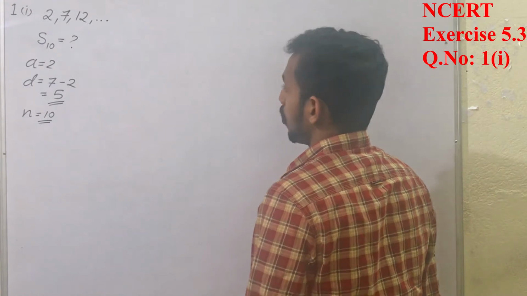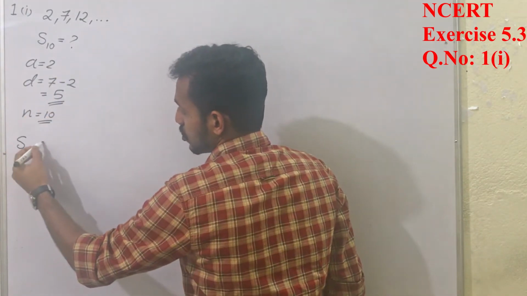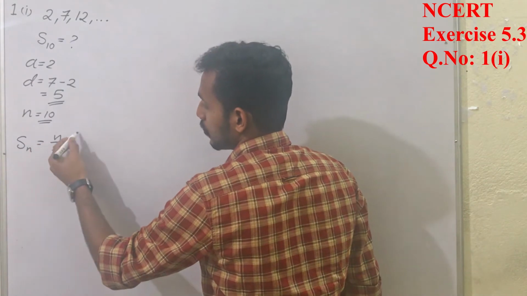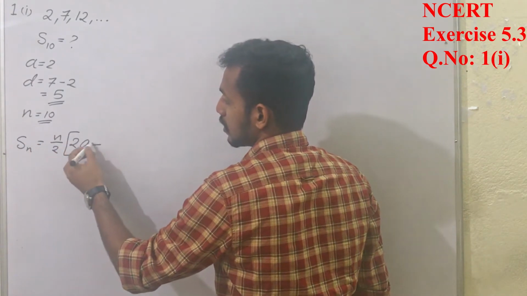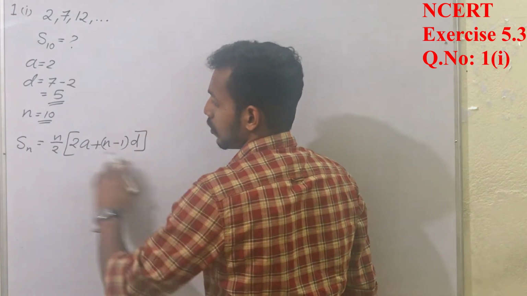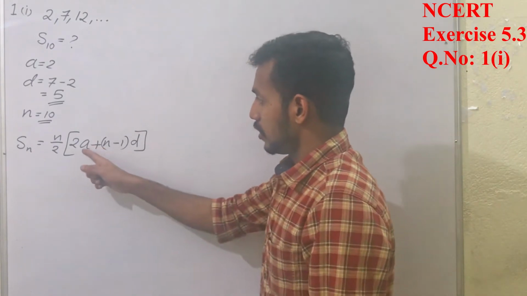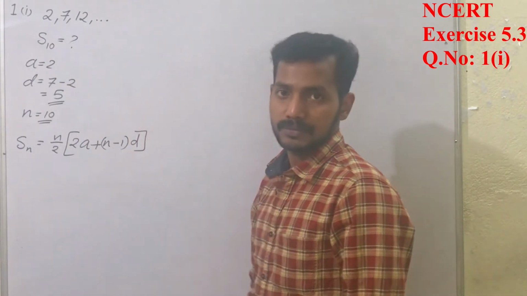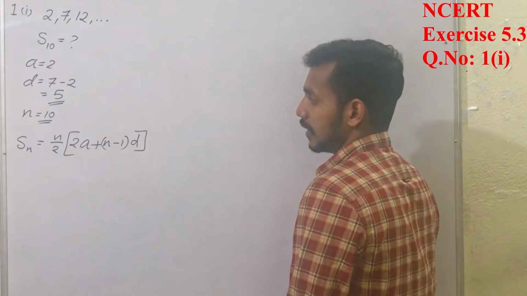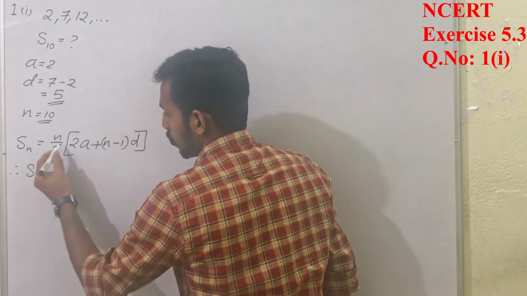So what is the formula which we learn in case of Sn? Sn is equal to n by 2 into (2a plus (n minus 1) into d). This is the formula which we learn to find the sum of n terms if an AP is given. Clear?